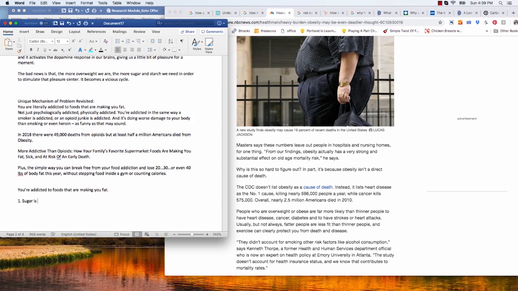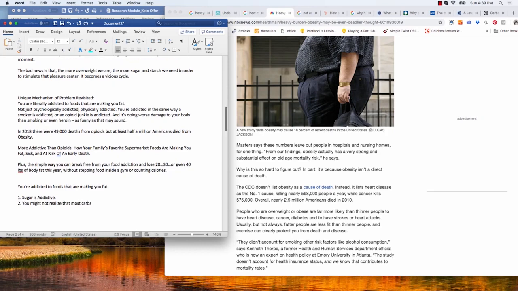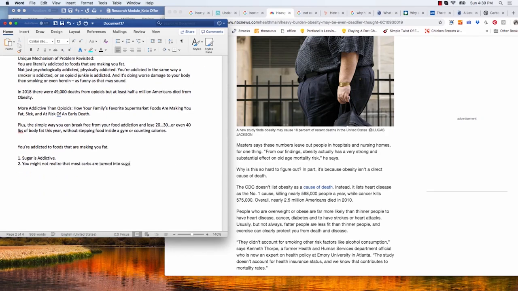One, sugar is addictive. Two, you might not realize that most carbs are turned into sugar, which is why it's common to hear people say they have such a hard time giving up bread, pasta, milk, cereal, and other carb-heavy foods.